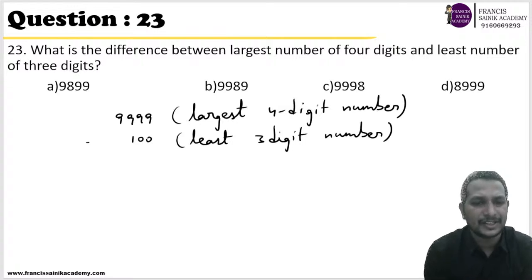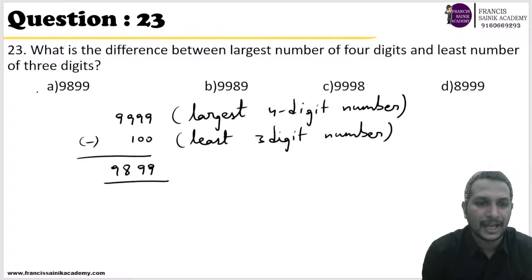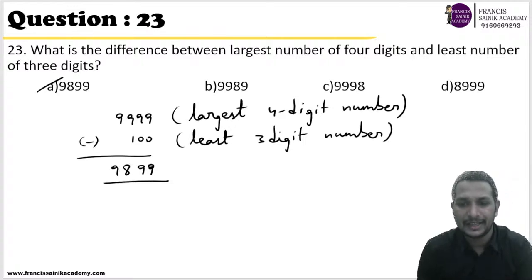They're asking for the difference. Difference means we just need to subtract, right? 9, 9, 8, 9, 8, 9. So the answer for this question is option A.